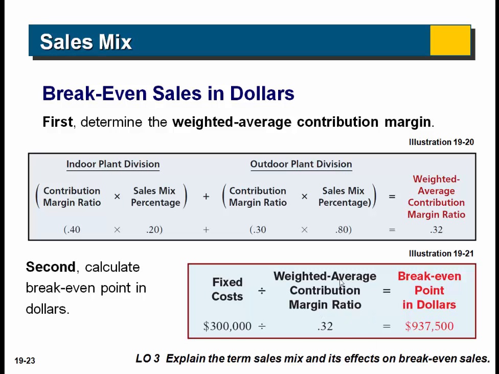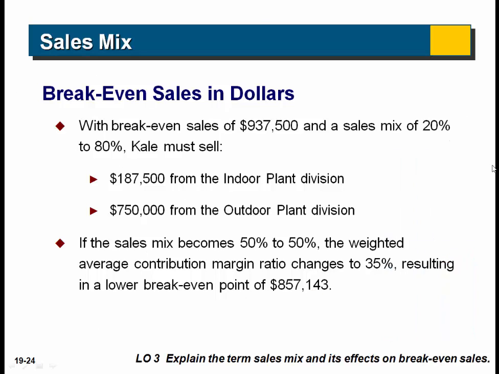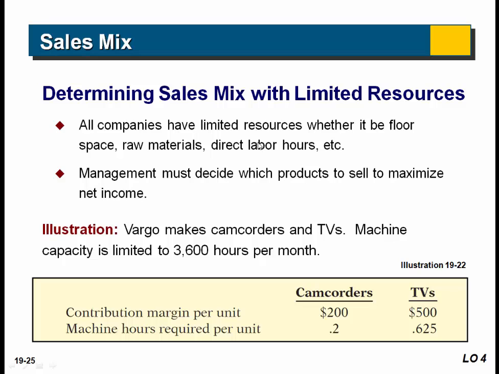The only difference is now this is not a simple contribution margin ratio. It's a weighted contribution margin ratio based off of the units. So we can use these to calculate our sales. And now you take the 937 times 0.2 to tell you that that's 187 for the indoor plant division and 750 for the outdoor plant. If the sales mix was 50-50, the average contribution margin would change to 35%, and the break-even point would go down to 857,143. So these numbers will help you determine what you might want to do within your business.